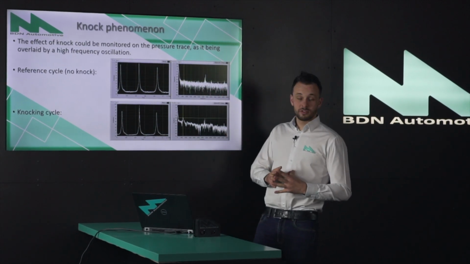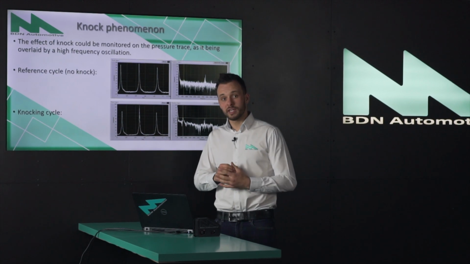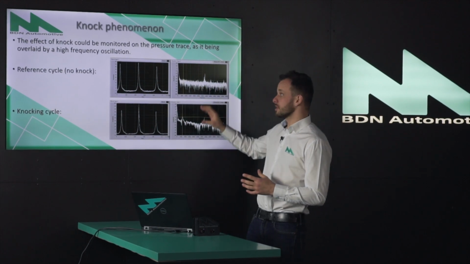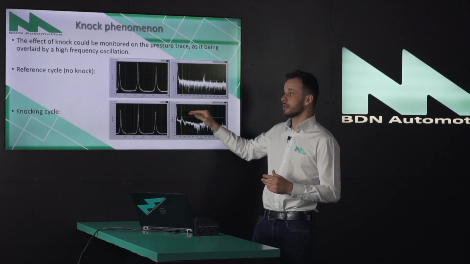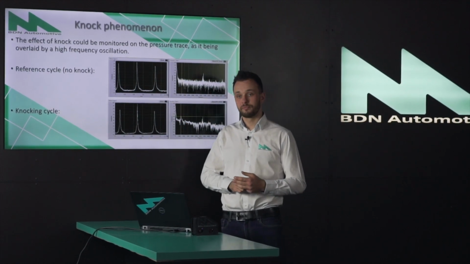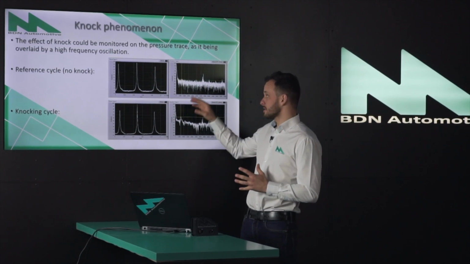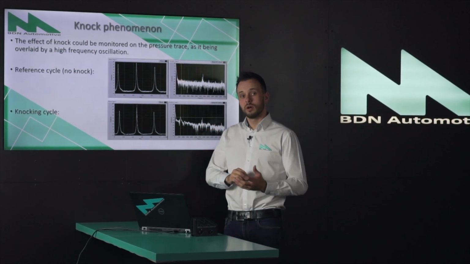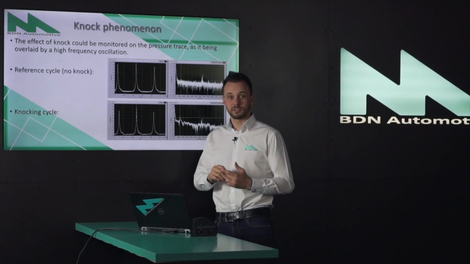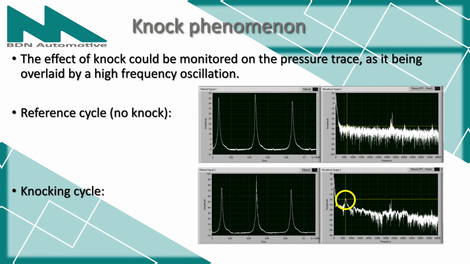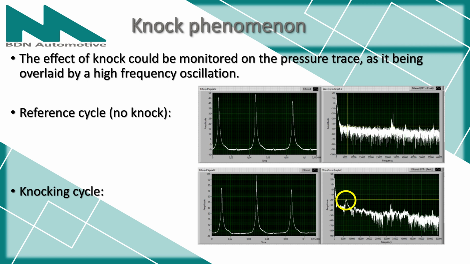The effect of knock can be monitored on the pressure trace as it is overlaid as a pretty high frequency oscillation. In these 4 pictures, you can see a reference cycle on the top and a knocking cycle. On the left, there's a pressure trace. On the right side, there's an FFT analysis. In the reference cycle, you can clearly see that there is only one peak of amplitude, which is around the frequency of the normal engine operating points, so a couple of kilohertz. Whilst in the knocking cycle, you can see another peak, which is at 7 kilohertz. This is the nominal frequency of knock.